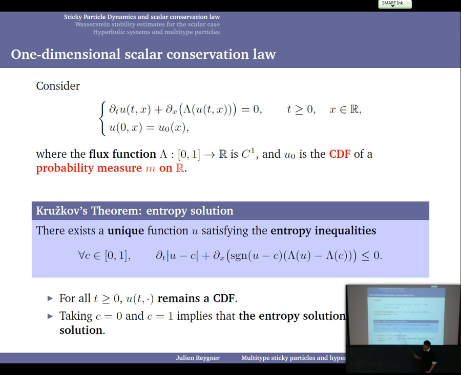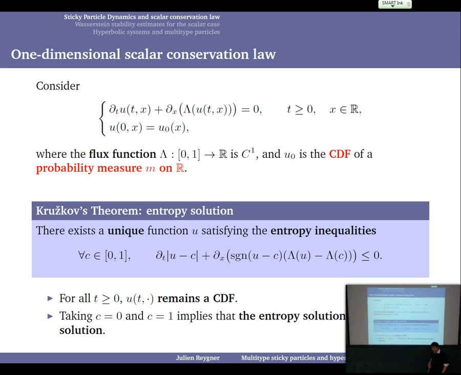This equation here is an extremely well-known object both for physicists and mathematicians. In particular, it is known that it is generally easy to construct weak solutions to this problem. But in general, these solutions fail to be unique. Therefore, in order to recover uniqueness, you have to supplement the equation here with an entropy condition.